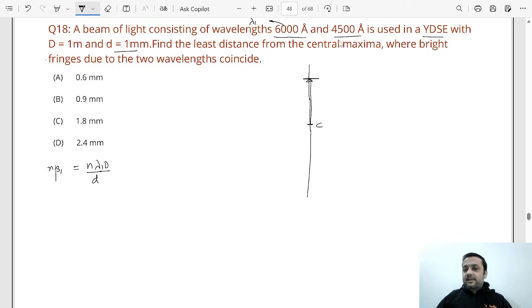Now similarly the second wavelength lambda 2 will also form its own fringe pattern, and if I ask you where will be the mth maxima of this, you will say that will form at m beta 2. That means it will be m into lambda 2 capital D by d.